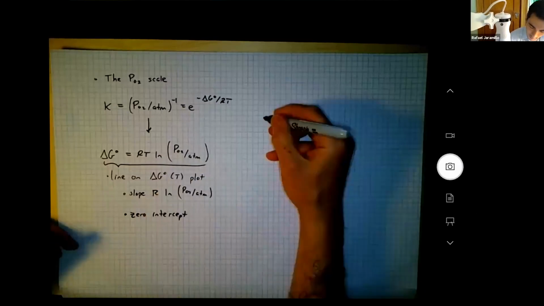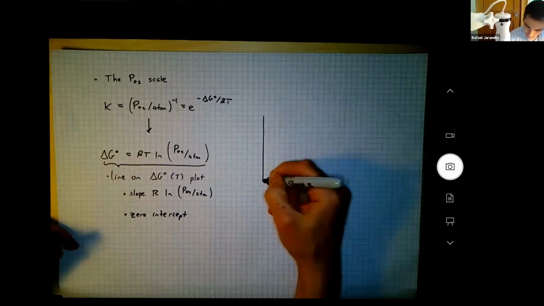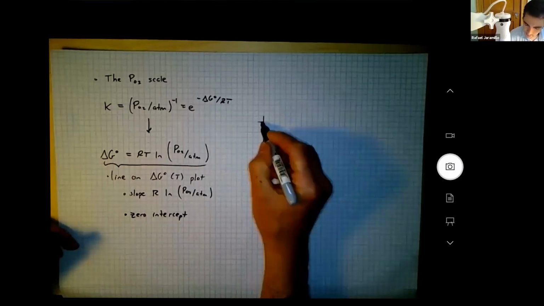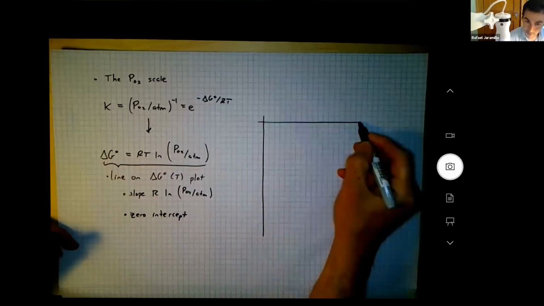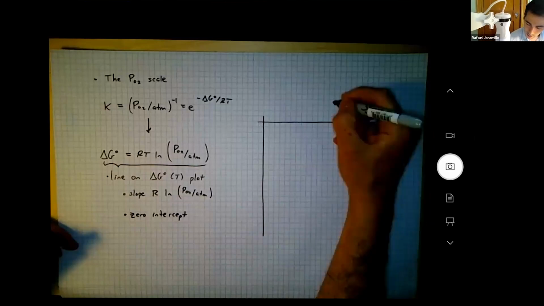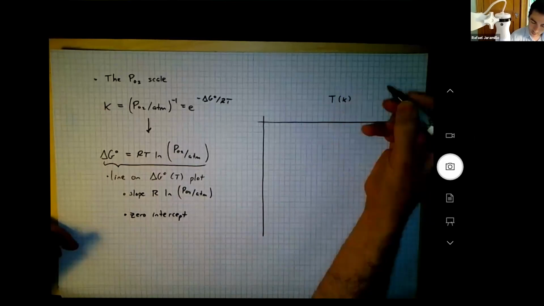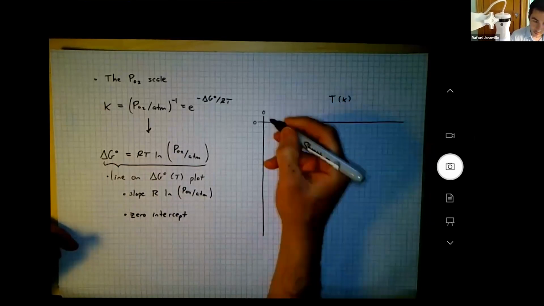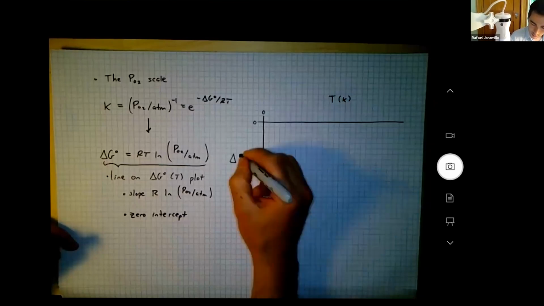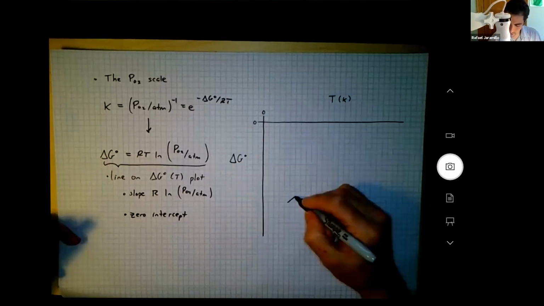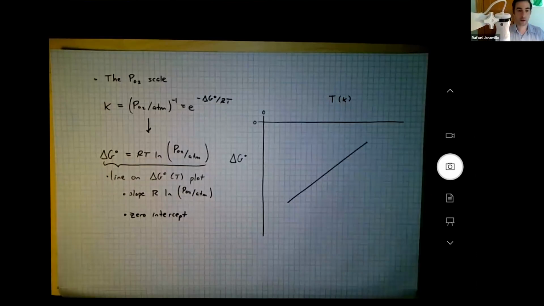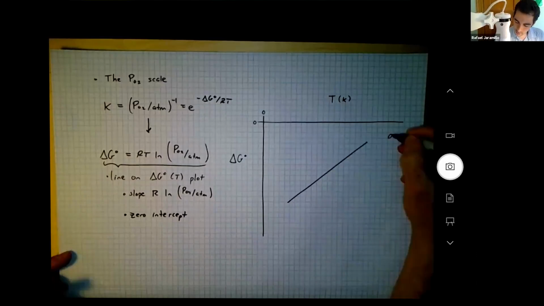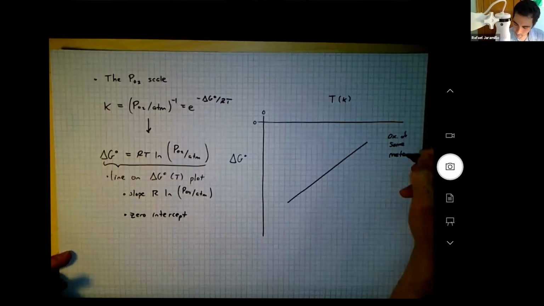Let's draw that. All right, here's temperature in Kelvin. Here's zero. Here's delta G naught. I'll draw the oxidation of a given metal, just to have something on there.